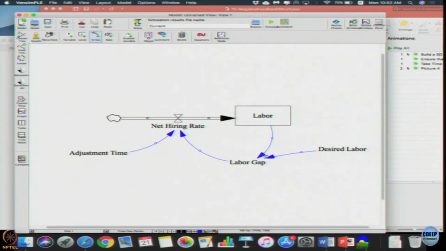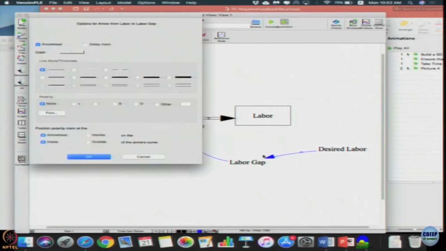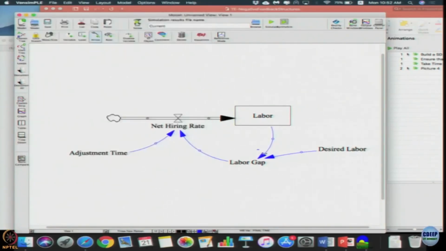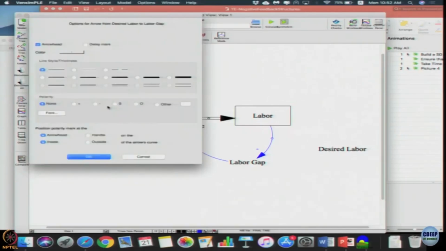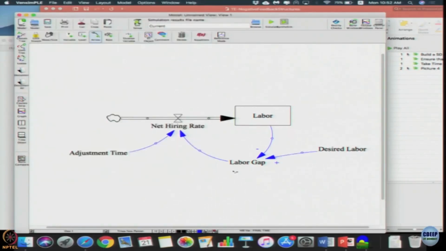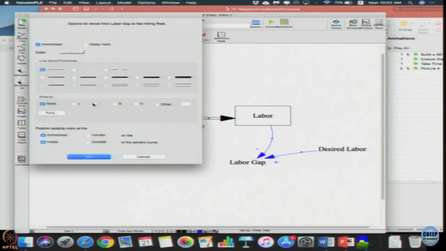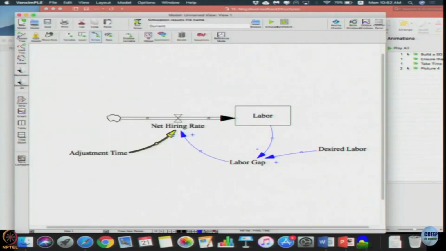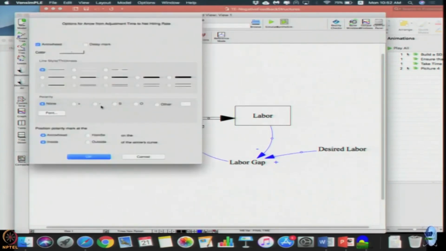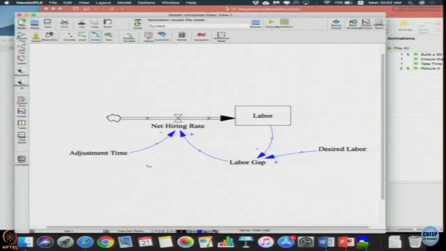That's it. In the diagram, we can put the plus and minus signs. To do that, you can right click on the arrow and there is an option called polarity. In that you can say plus or minus, whatever you want, and it will appear next to the arrow. I am just clicking the arrowhead and clicking. For adjustment time, it will be minus because we are dividing by adjustment time. Since adjustment time increases, net hiring rate will fall and the direction is opposite.